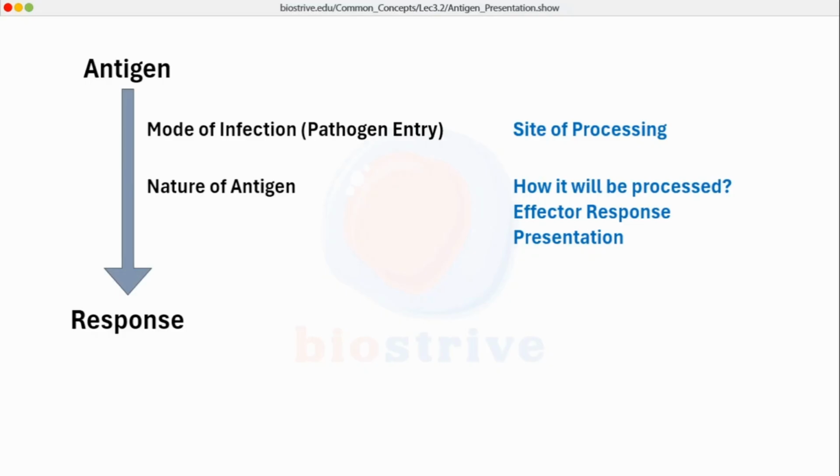Now, how will this antigen be processed and what kind of immune response will there be? What kind of cells will be involved in this immune response? How will this antigen be processed and presented, whether by MHC-I, major histocompatibility complex 1, or MHC-II? All these processes will be dependent on the nature of the antigen. What is the nature of the antigen? Whether it is a protein type antigen or a non-proteinaceous antigen. A non-proteinaceous antigen can be some kind of lipopolysaccharide. All these factors contribute to what kind of immune response will be there against this antigen.